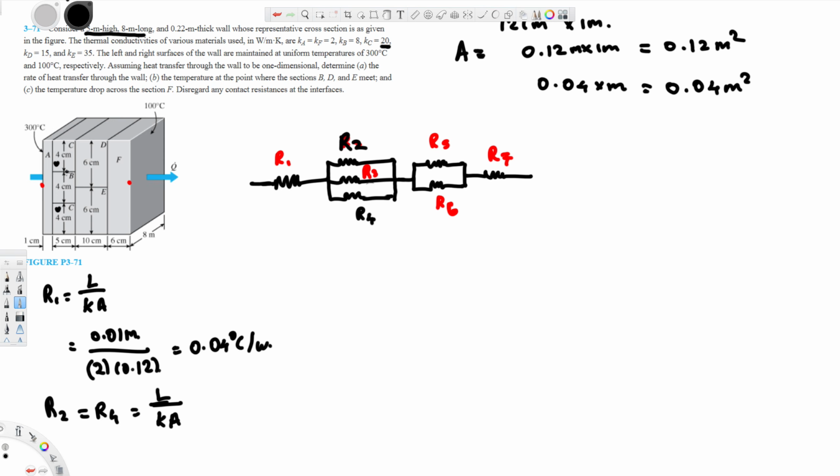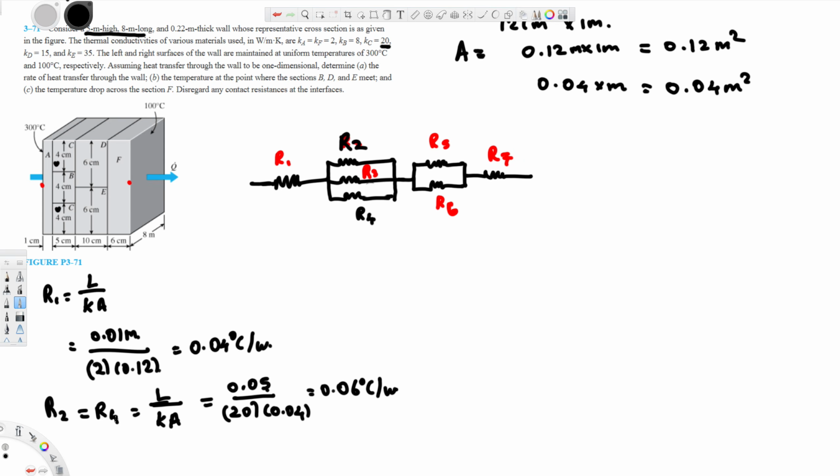And then B is different. For B, the conductivity value is different, 8, so we can't just equate that one. For these two, both of them are equal. Let's go ahead and plug in the values. L is thickness, that is 5 centimeter. Therefore, this is going to be 0.05 divided by conductivity K. So R2 is this one, C. For C, conductivity is 20. So that's the one we are going to use: 20 times the area, 0.04. If you calculate this one, that's going to give you 0.06 degrees Celsius per watt.